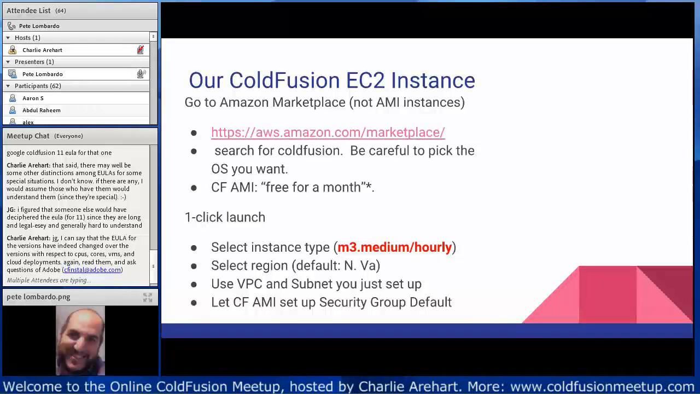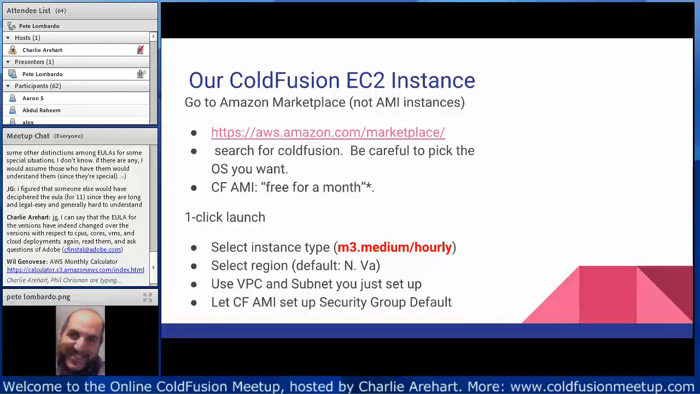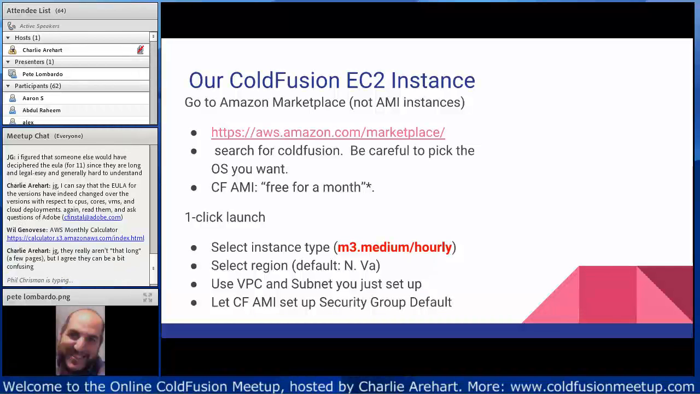So in your one-click launch, you'll really want to make sure you pick both the M3 Medium and the default Northern Virginia for most of us. I noted that in one case, it jumped me out to Oregon, I think it was. So be careful that you get the right region. And then I let CFAMI do the setup of security group defaults. That's the one exception to my rule, because that's where ColdFusion and Adobe, which created this AMI, would be most well informed as to what the instance is going to need.